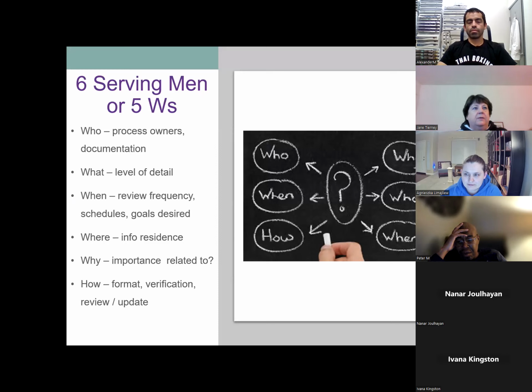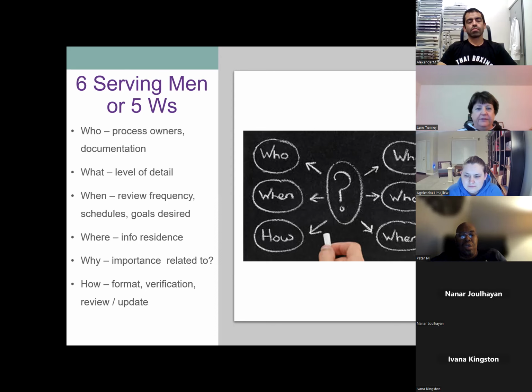So we talk about the six serving men, or the 5 W's. I don't know where I got the serving men. I think that's in the book, but the 5 W's are the who, and I learned this as a kid. I don't know if you guys did, but who, what, when, where, why, and how. We're looking at who are the process owners, who are the customers. It's usually around people involved.